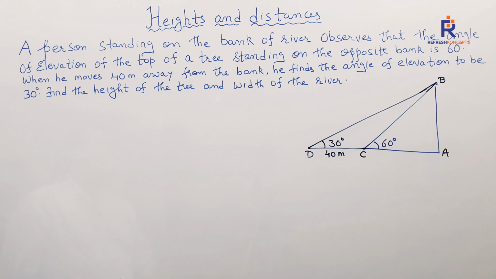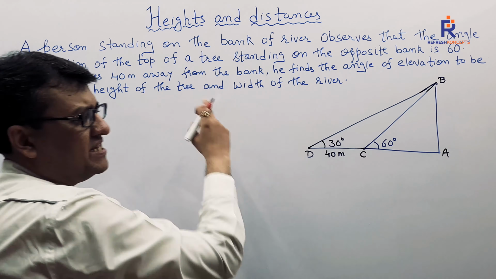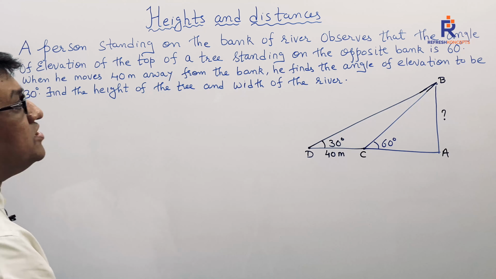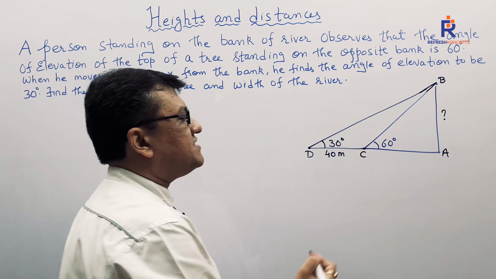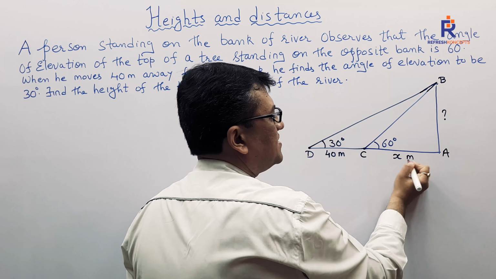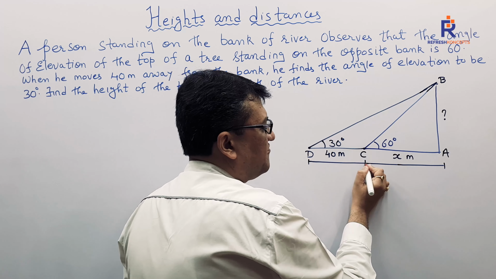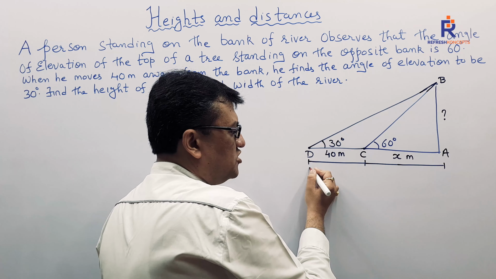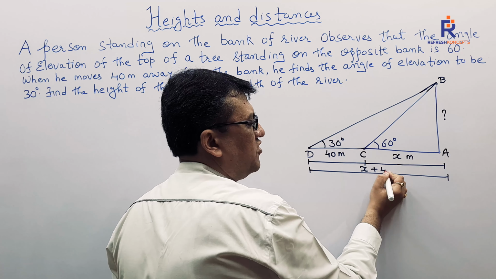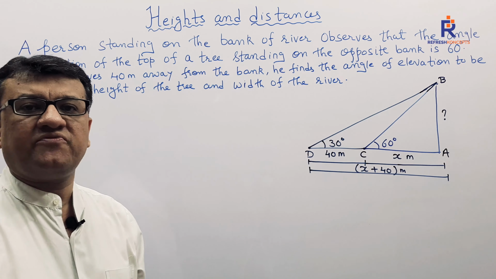What am I supposed to find out? Find the height of the tree. As we have said, this is the height of the tree, AB, and the width of the river. Say the width of the river, which is AC, is X meters. The person is at a distance of 40 meters from his initial position. So can you tell me what could be the total distance? The total distance is nothing but X plus 40 meters. The total distance from A to D is X plus 40 meters.